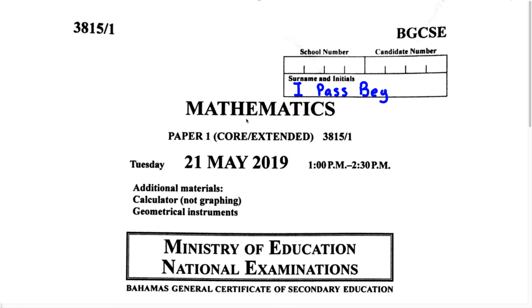Okay, we have successfully completed the BGCSE Mathematics Paper 1 exam for 2019. Remember, when you're taking the exam, if you get stuck on a question, skip it and go to a question that you know how to do. Time is very important. You only have 1 hour and 30 minutes to complete this exam. So you want to get as many questions right as possible.